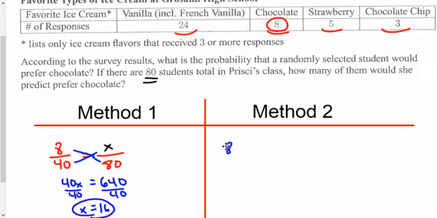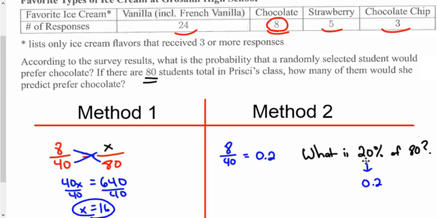Second method, take that ratio of 8 out of 40 preferring chocolate, turn that into a decimal, and quickly you see that it's 20%. Since 20% is 0.2 as a decimal, you can just multiply that by 80, and again, we get 16 for the answer.